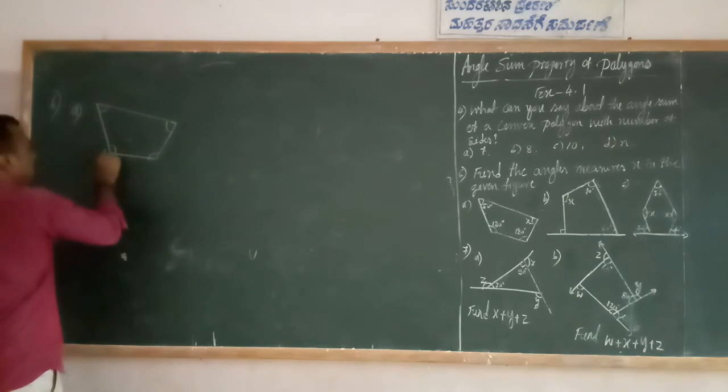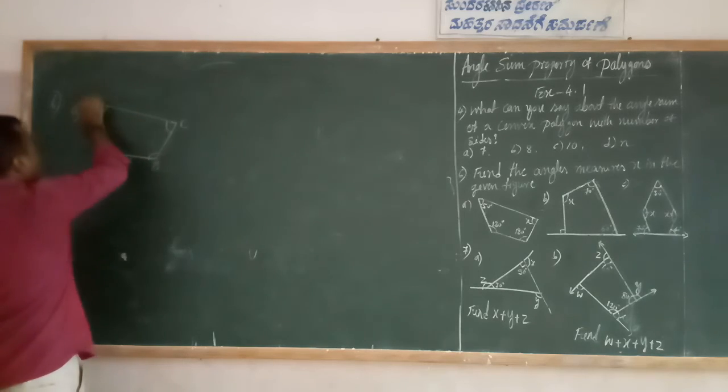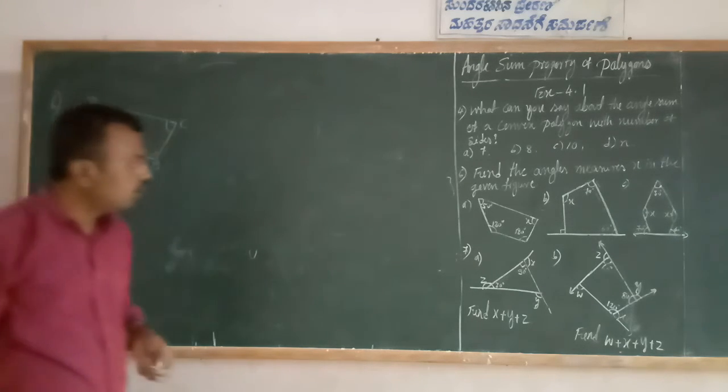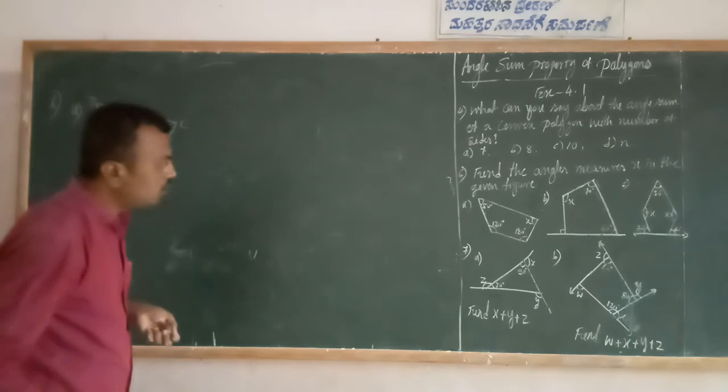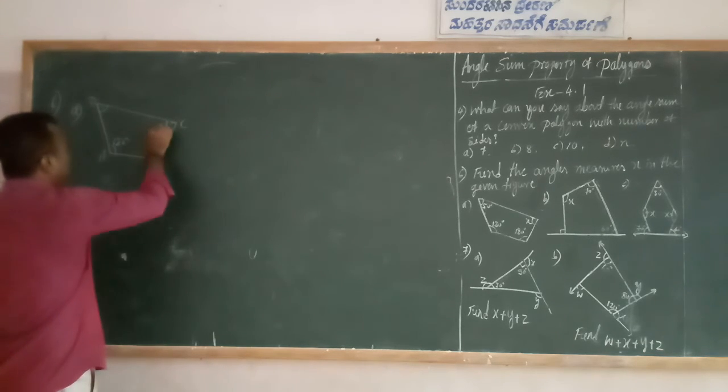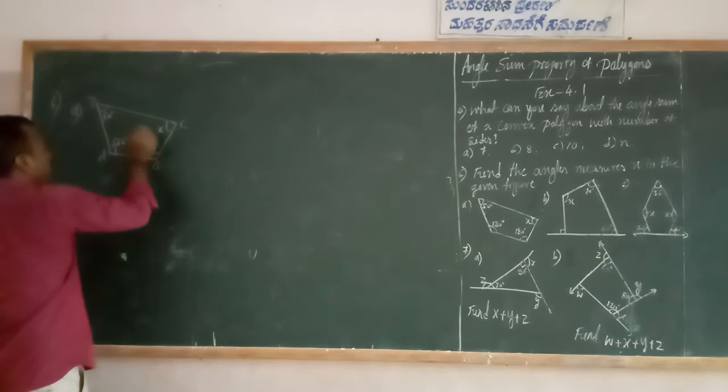I will give the name for this quadrilateral: A, B, C, D. Angle A is 130 degrees, angle B is 120 degrees, angle C is x and angle D is 50 degrees. Now we have to calculate the x value.